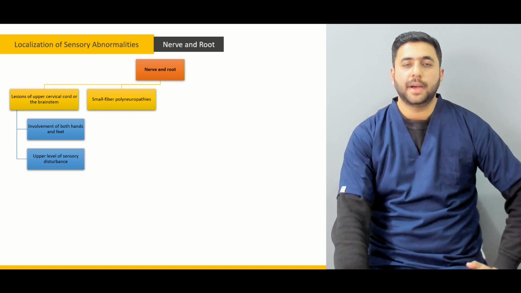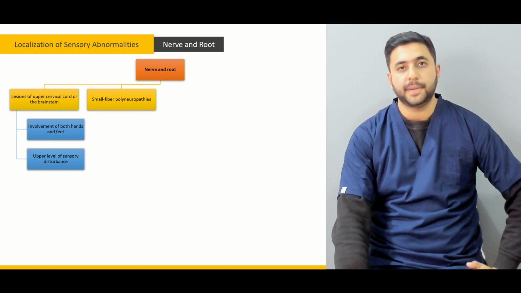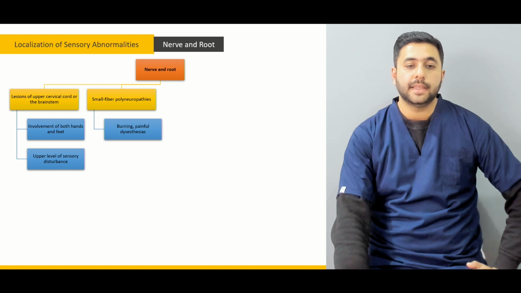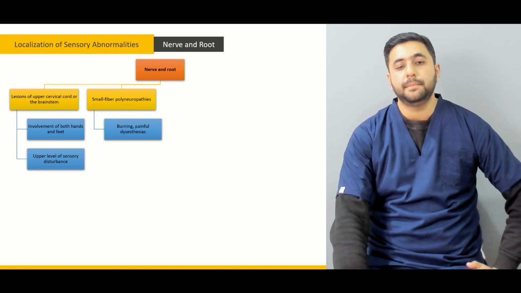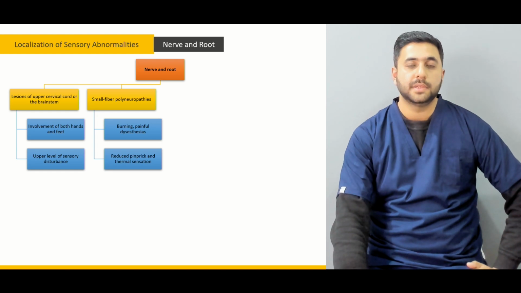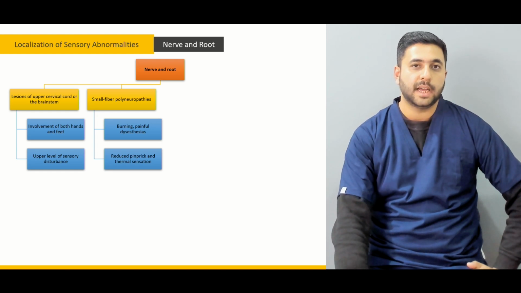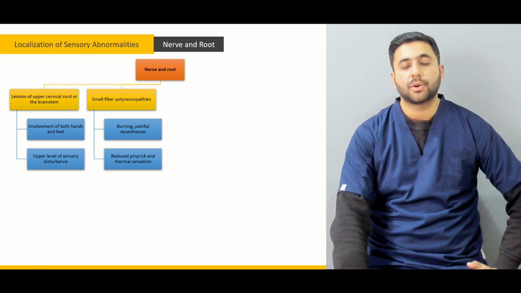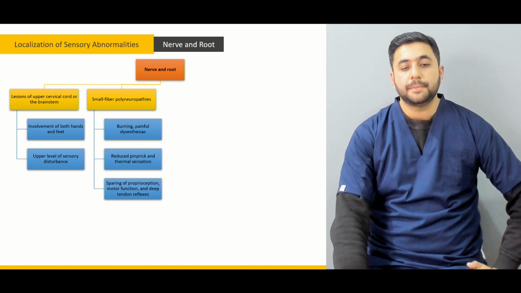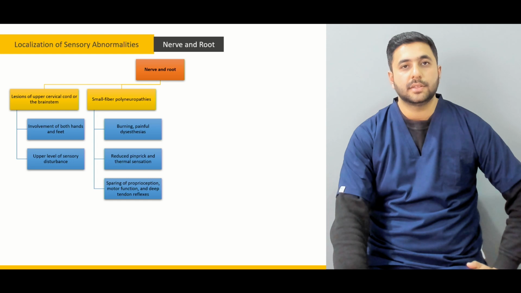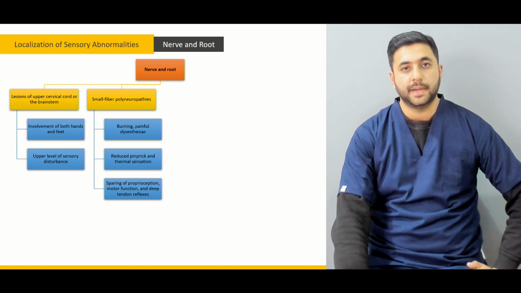If we have small fiber neuropathies, the small fibers are the ones which generally carry the pain and temperature sensations that I told you in the start of the lecture. So there will be an abnormality of the pain or temperature sensation. This might present as burning or painful dysesthesias, or as reduced pinprick and thermal sensation when we evaluate that with the help of a needle and a warm or a cold object.